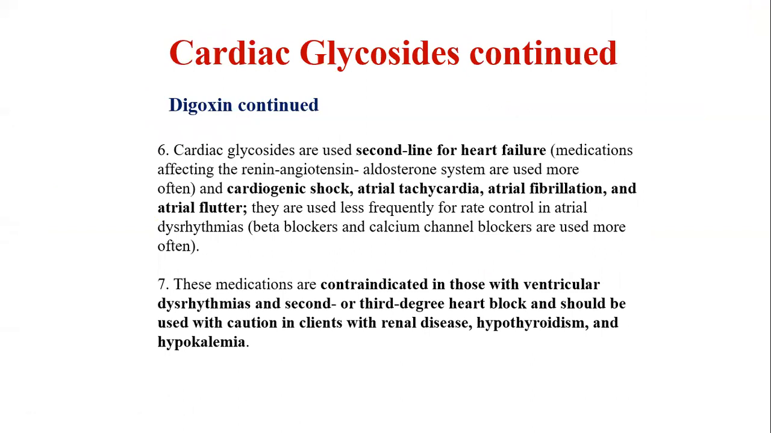Continuing with digoxin, cardiac glycosides are used as second line for heart failure, and medications affecting the renin-angiotensin-aldosterone system are used more often. This is the indication of cardiac glycosides: they treat cardiogenic shock, atrial tachycardia, atrial fibrillation, and atrial flutter.